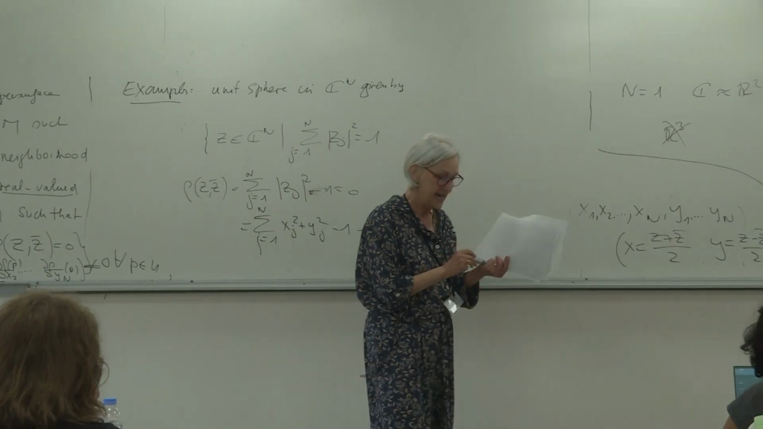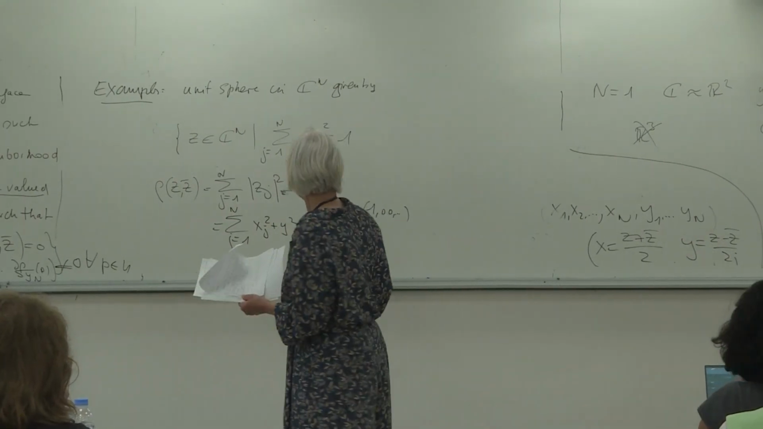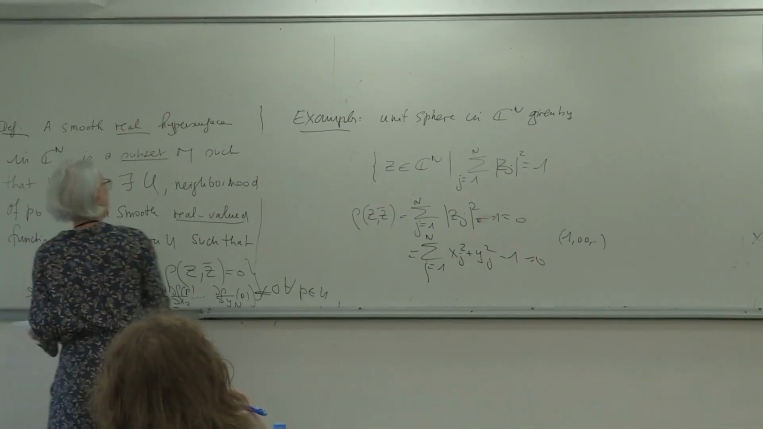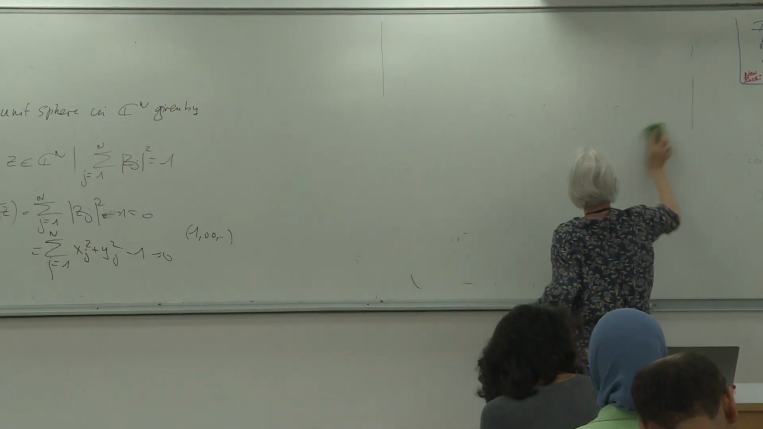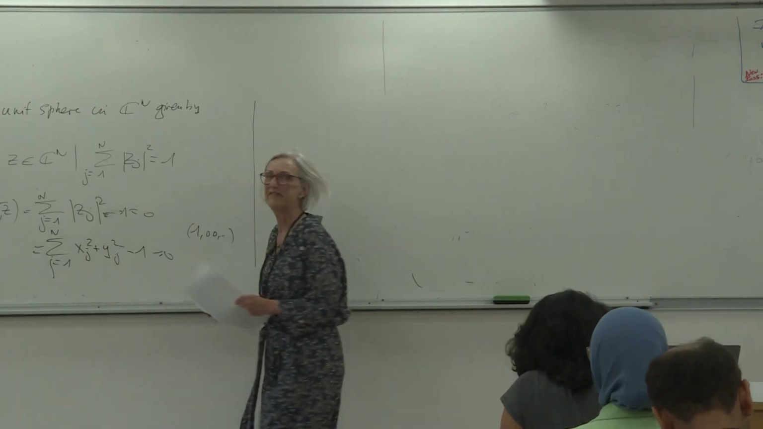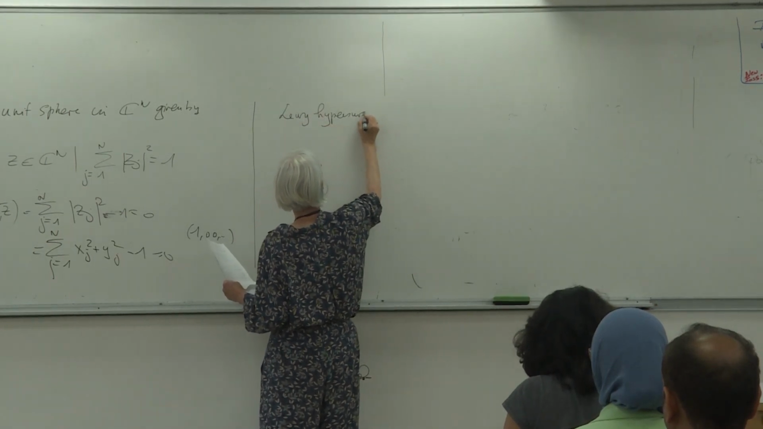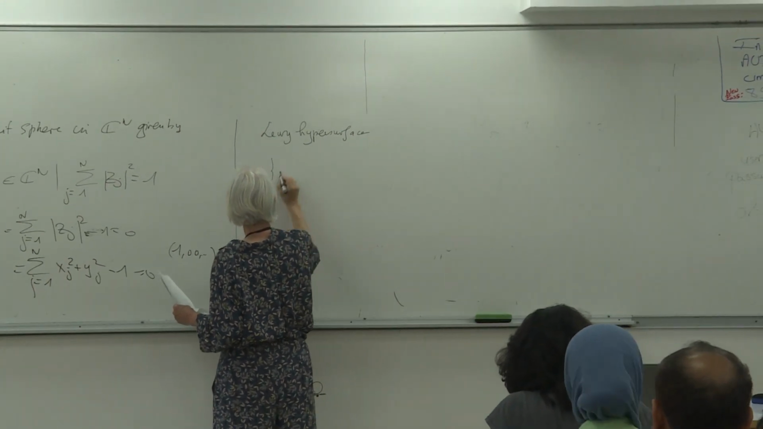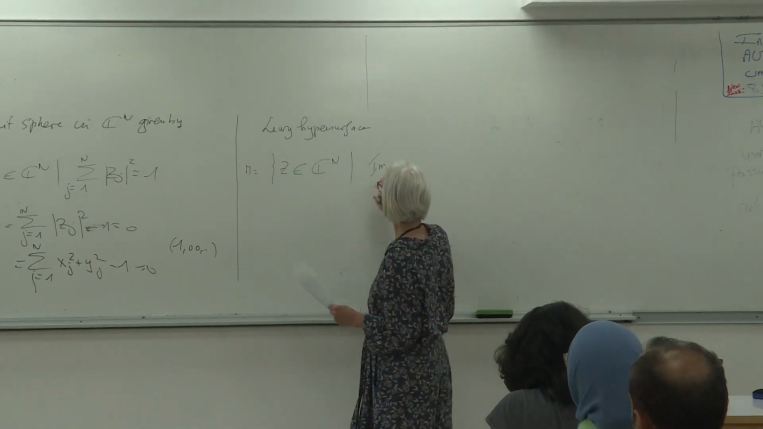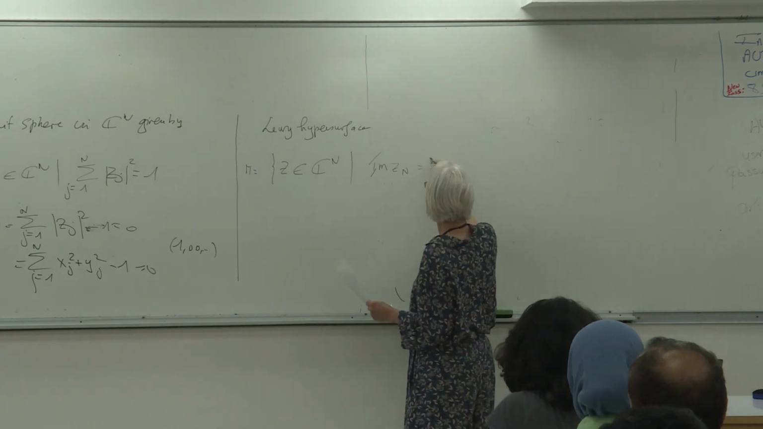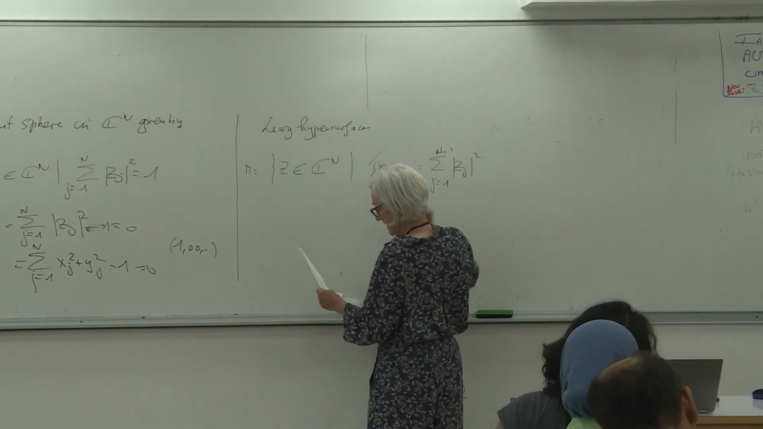I will give you another example, and then we will show that they are related. It's called the Levi hypersurface. Have you heard about this name? What is the Levi hypersurface? It is given by M, the set of z in C^n such that the imaginary part of the last coordinate is given by the summation of z_j squared, with j from 1 to n minus 1.